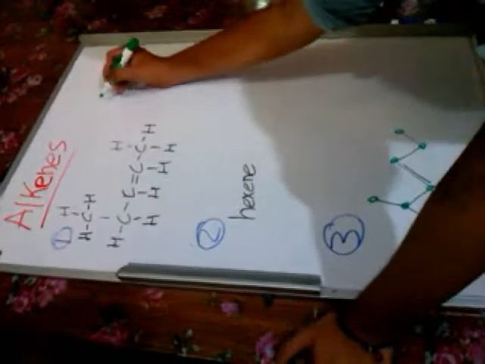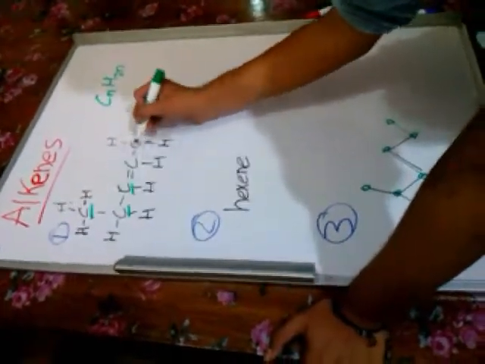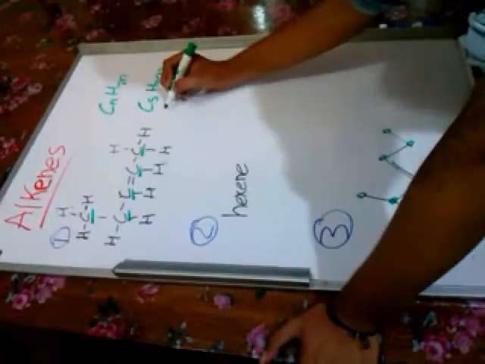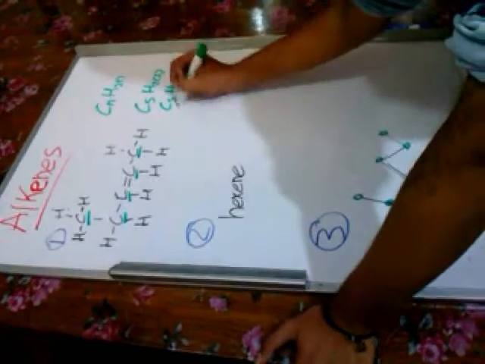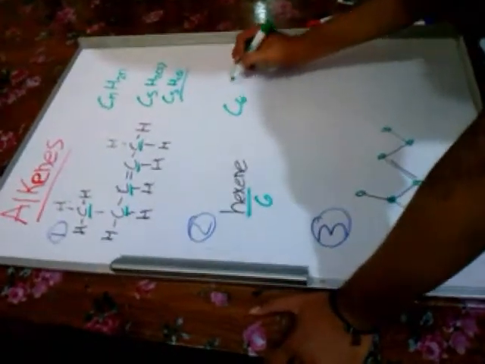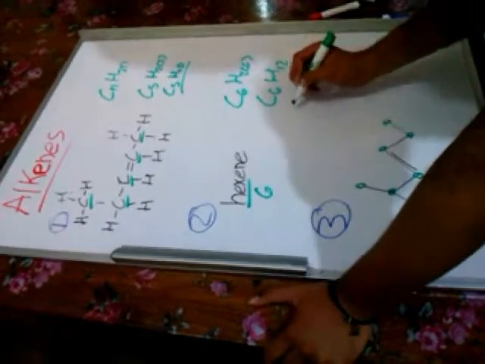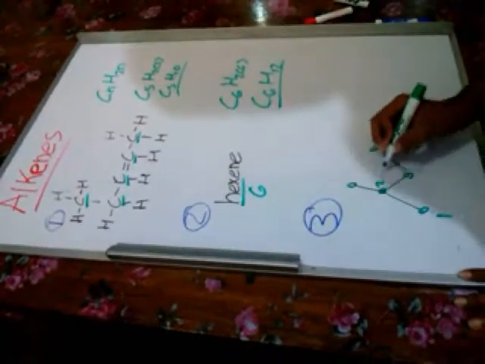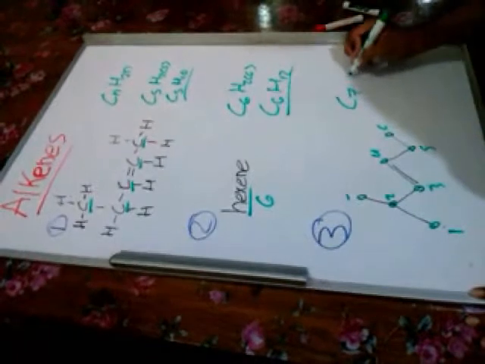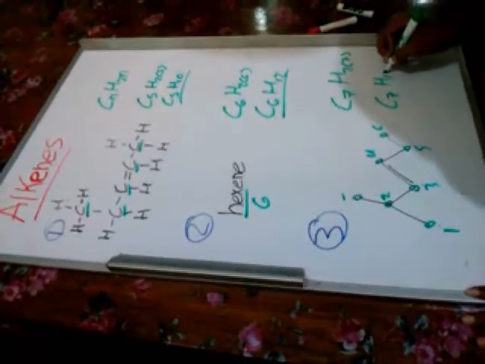The formula of the alkenes will be CnH2n. So we know that we have 1, 2, 3, 4 and 5 carbons, so it will be C5H10. And hexene: in hexene we have 6 carbons, so it will be C6H12. Here we have 1, 2, 3, 4, 5, 6 carbons, and this will be 7, so we have C7H14.